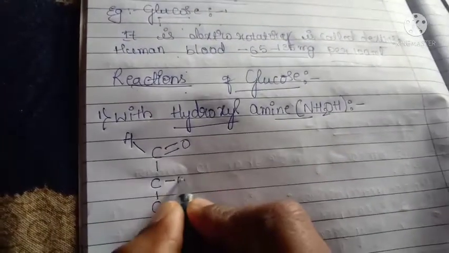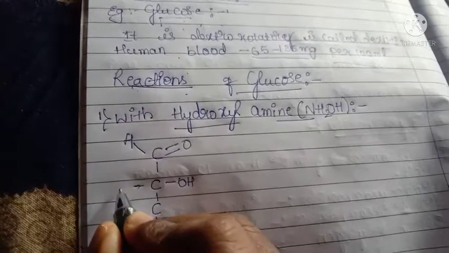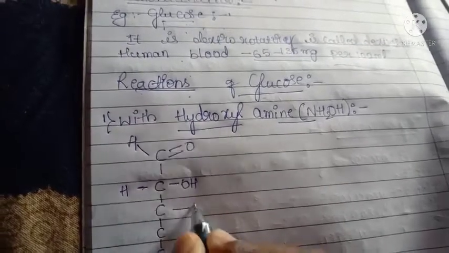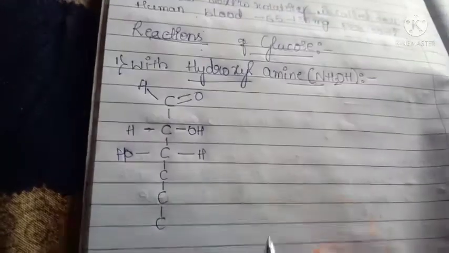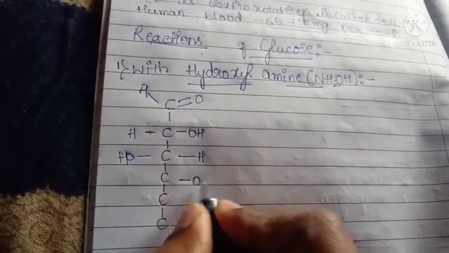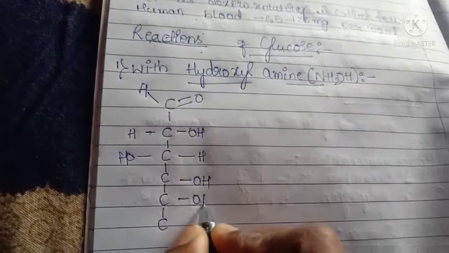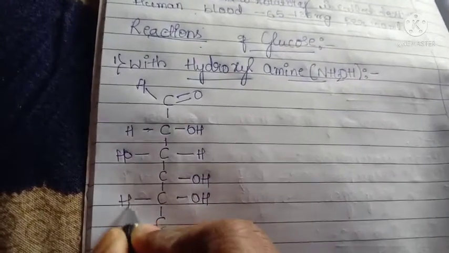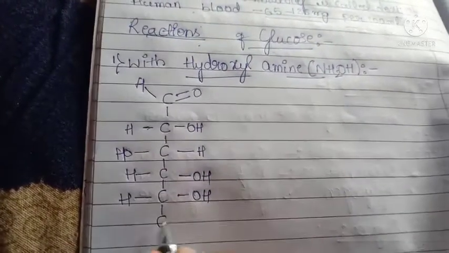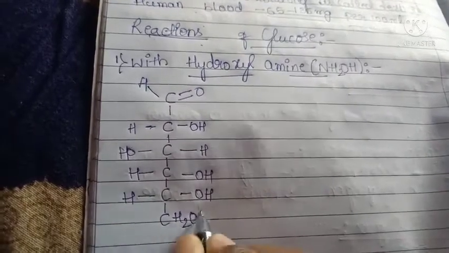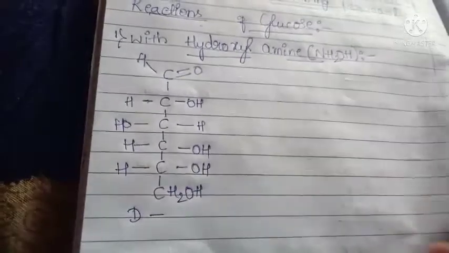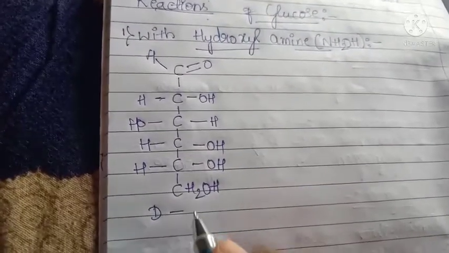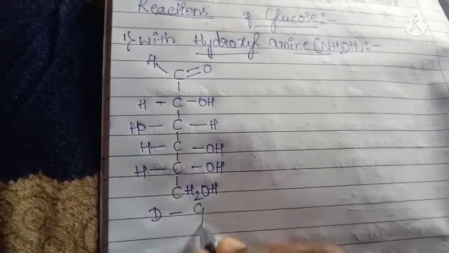The aldehydic form of glucose: CHO, then H, OH, OH, H, H, OH, OH, H, and CH2OH. This is the structure, not a molecular formula, of D-glucose.